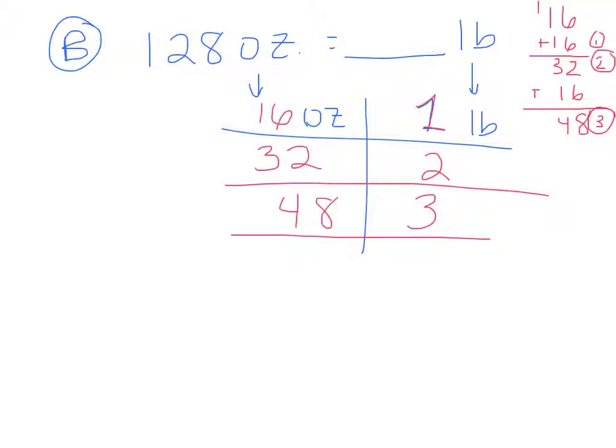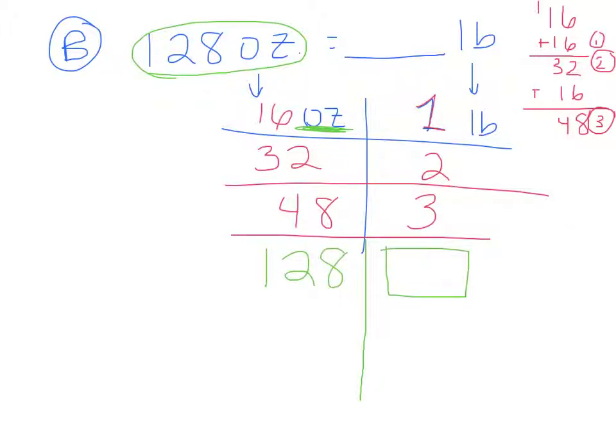Now once I get going, I'm not going to just keep on doing my list. You could, but that might take you a while. So if I know 128 ounces, I'm going to plug that in under ounces. So 128 goes here. I'm trying to find how many pounds that is. Let's look to see what our relationship is. To get from ounces to pounds, my smaller unit to my larger unit, I'm going to divide by 16. So 128 divided by 16. Let's see what that is.